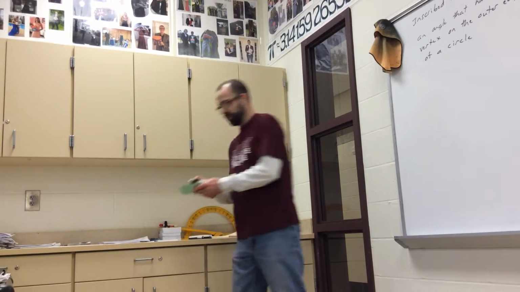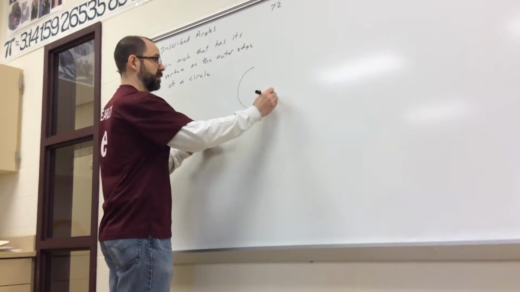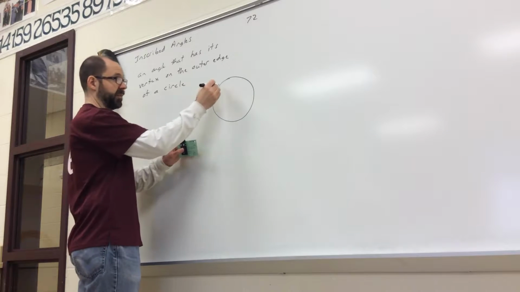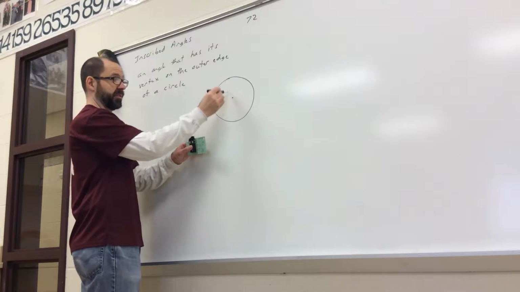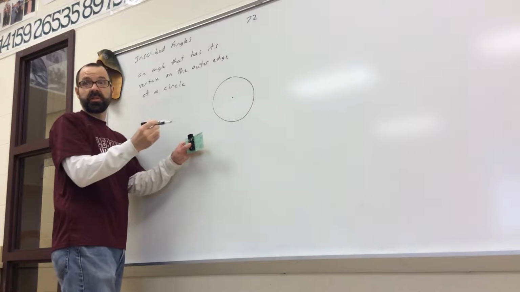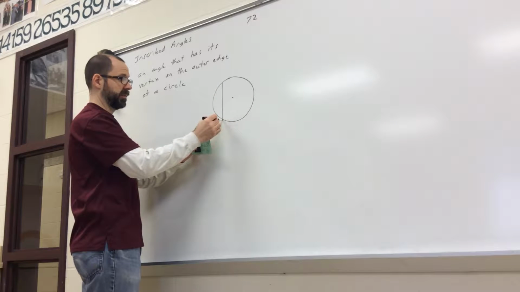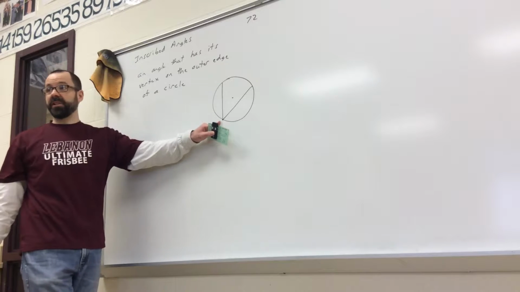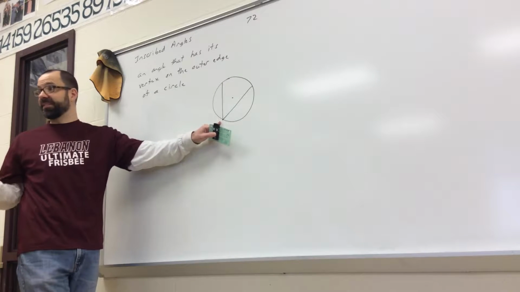So let me show you what that looks like. Here's a circle. And the angle, well, we've been talking about central angles, whose angles are at the center of the circle, but this is different. This angle, the vertex, is on the outer edge of the circle. So that's called an inscribed angle.